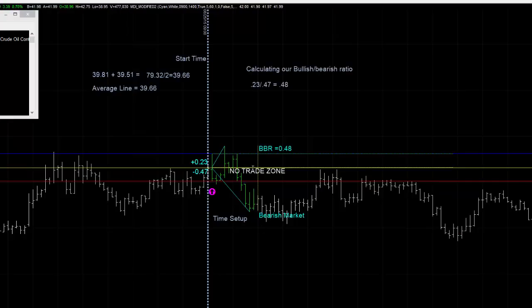So we're calculating our bullish bearish ratio. All we do is take our value of 0.23 and divide that by 0.47. There are our two values, our tick value up and our tick value down, and that gives us a total of 0.48.